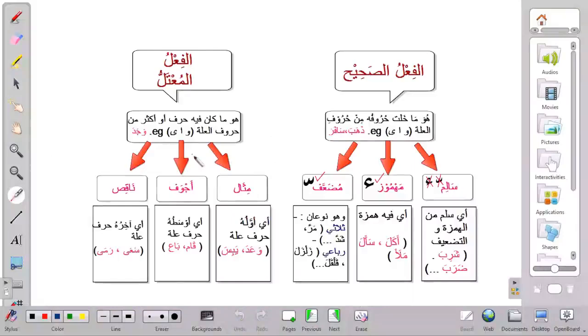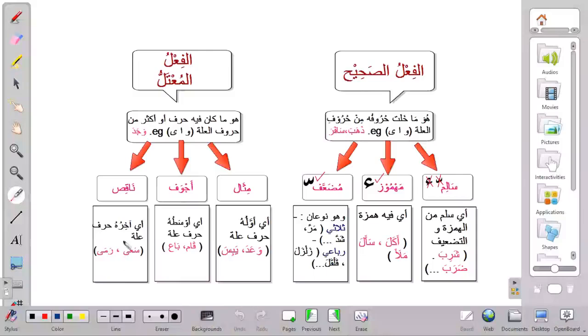You see these last three mu'tallu verbs that have huruf al-illa. So we have misal, ajwaf, and then naqis. Misal simply means the harf al-illa is in the first position. It is the fa position on the pattern of fa'ala, the first letter. Then when you have ajwaf, the harf al-illa is in the second position. It takes the ain position, in the middle. Then naqis, there's a harf al-illa in the verb, but it is at the end. It is the last letter. Hope that is clear. It takes the lam position.